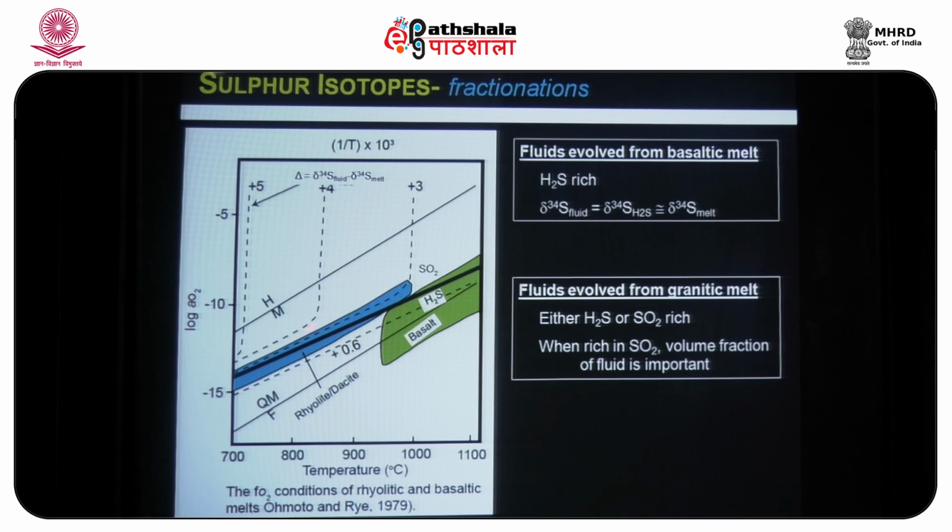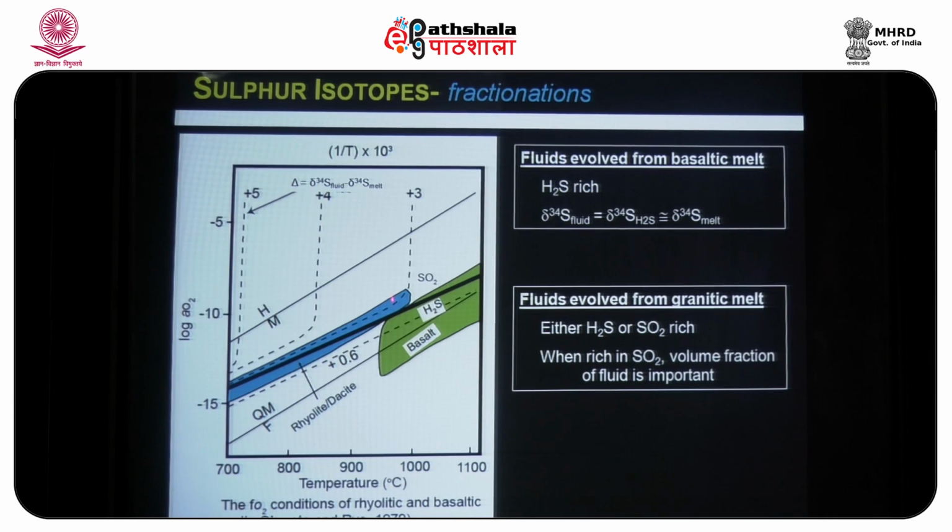In case of rhyolitic magma, a large part of this magma lies above the SO2-H2S line, whereas some magma lies below the SO2-H2S line. Now, if the magma composition lies below the SO2-H2S line, that means if the melt is more reduced in nature, containing more H2S, then the fluid which is being exhaled from this melt will behave in a similar fashion as that of the fluid which is coming out of a basaltic melt.